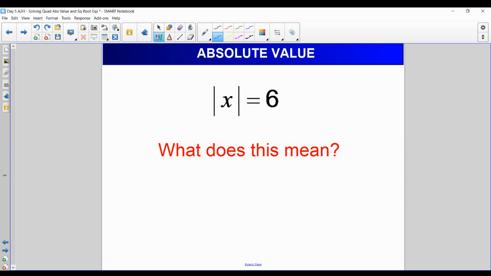Okay, we've got to remember, what does this mean? So absolute value is given by two bars enclosing whatever it is that we're taking the absolute value of. So a couple of things hopefully come to mind. Absolute value is something that always gives you a positive answer. So you might say this.